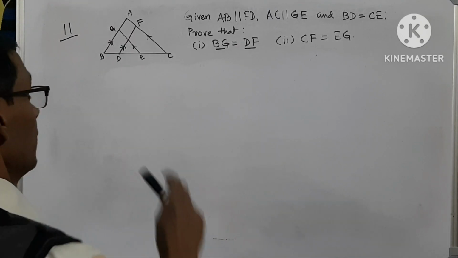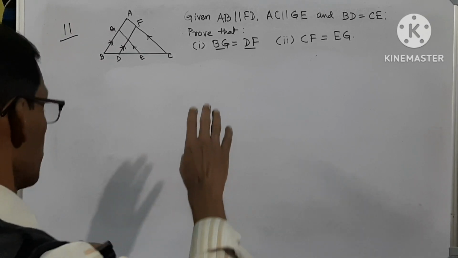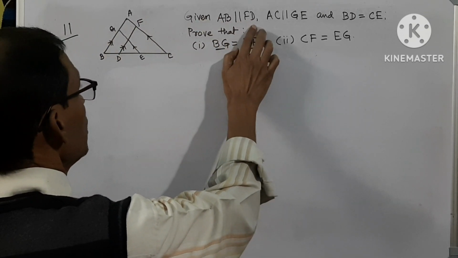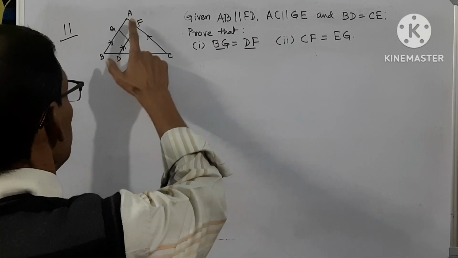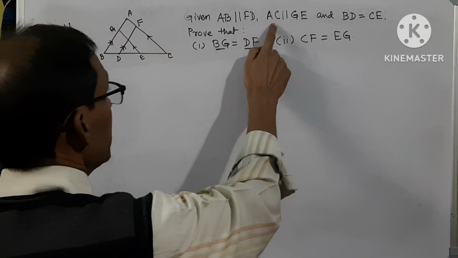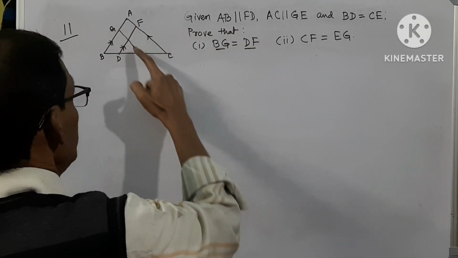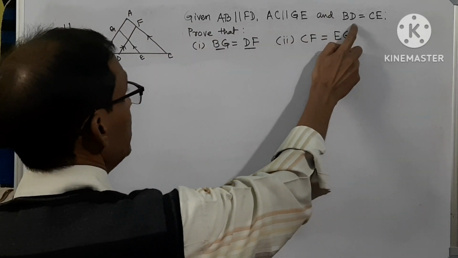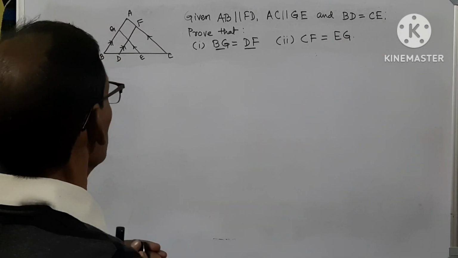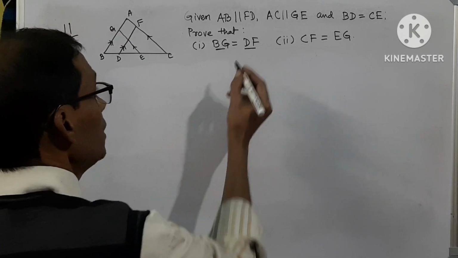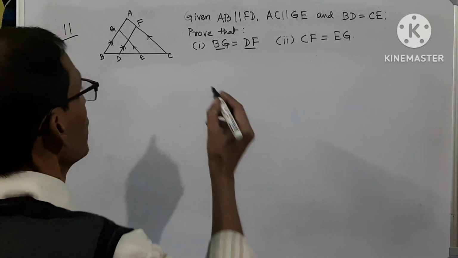Here is your number 11 sum. In this problem, it is said AB is parallel to FD. AB and FD are parallel. AC and GE are parallel, and BD is given equal to CE. You have to prove that BG equal to DF.